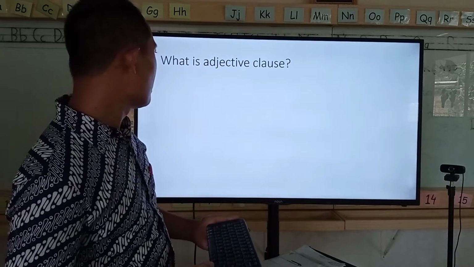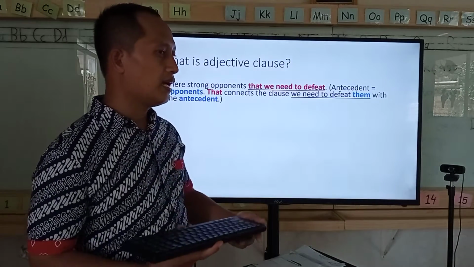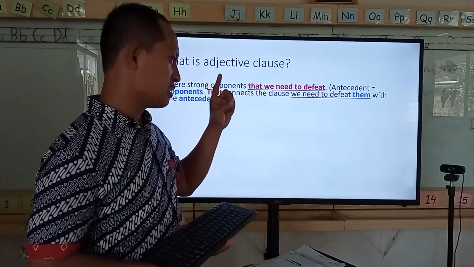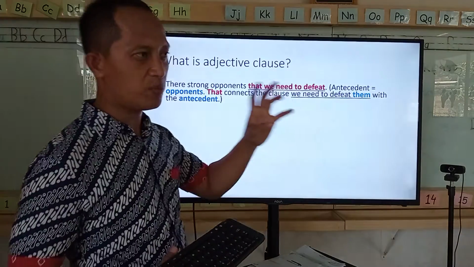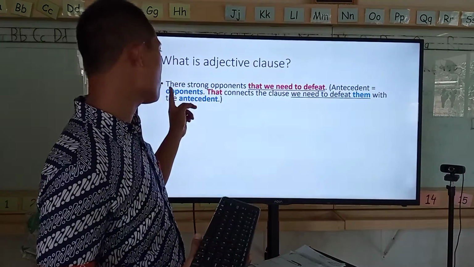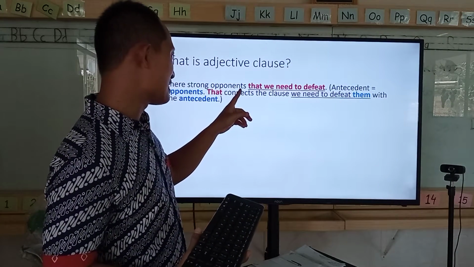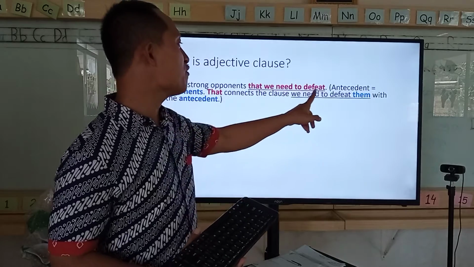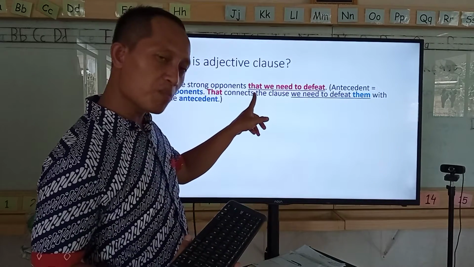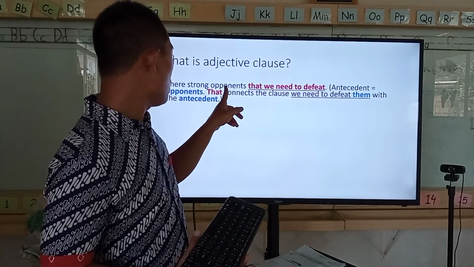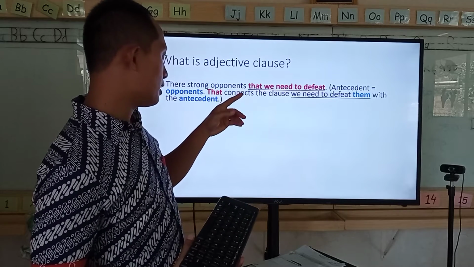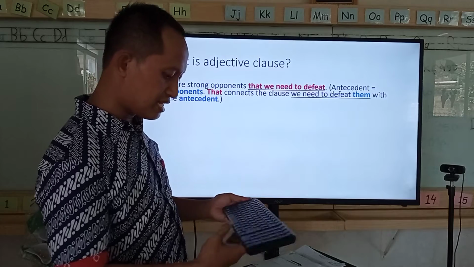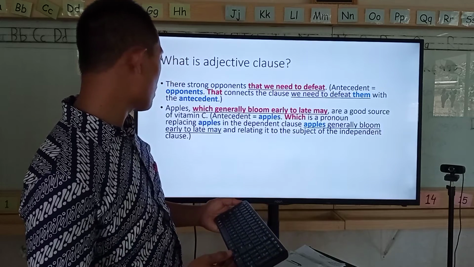Okay. Now, I want to discuss how a relative pronoun cannot stay away from the noun or pronoun that it modifies. Take this for example. They are strong opponents. Okay, that we need to defeat modifies the opponent. Okay, this one is not that clear. Let's take the other one. This one for example.